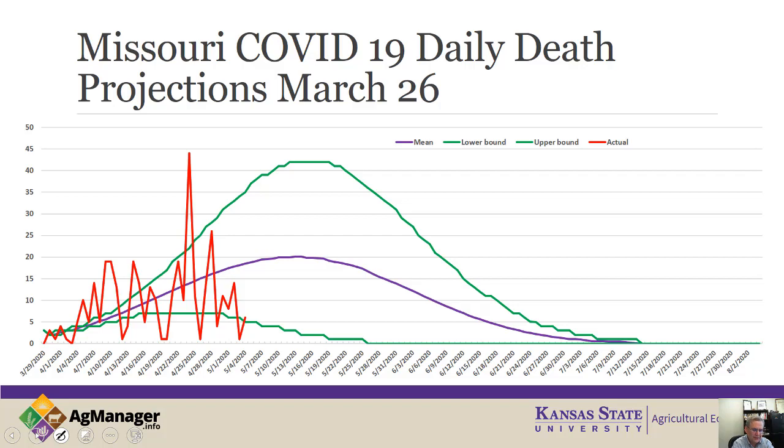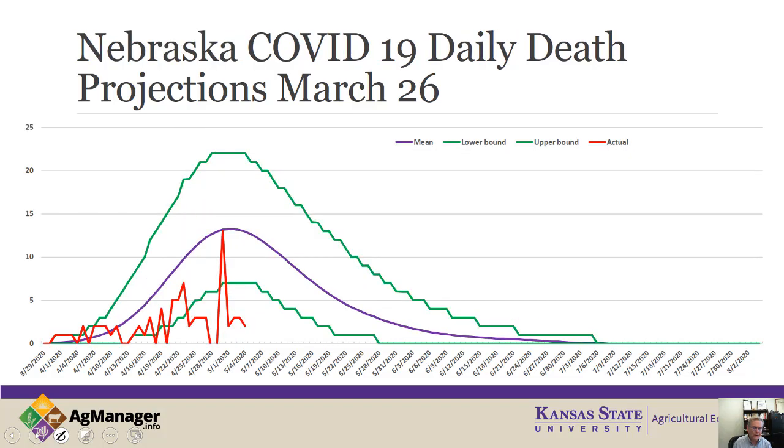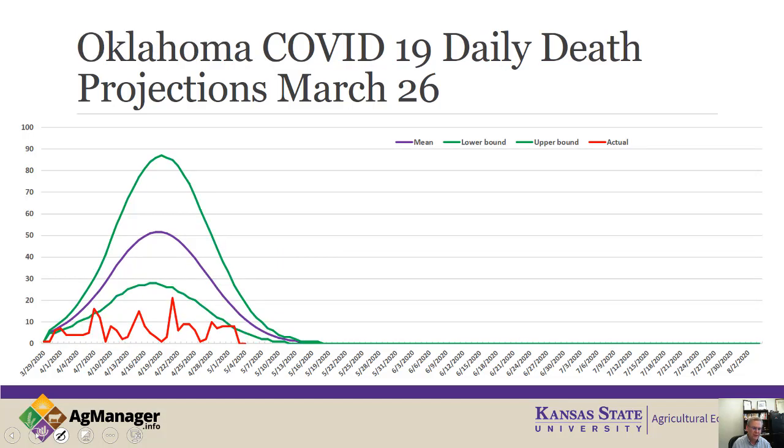In terms of some of the states around Kansas, you'll see that other than a period of time here, Missouri over the last week or so has been below the original forecast. Nebraska has been below the forecast and is beginning to get outside of that 95% confidence interval. Oklahoma has been outside the 95% confidence interval, again, well below the original projections.